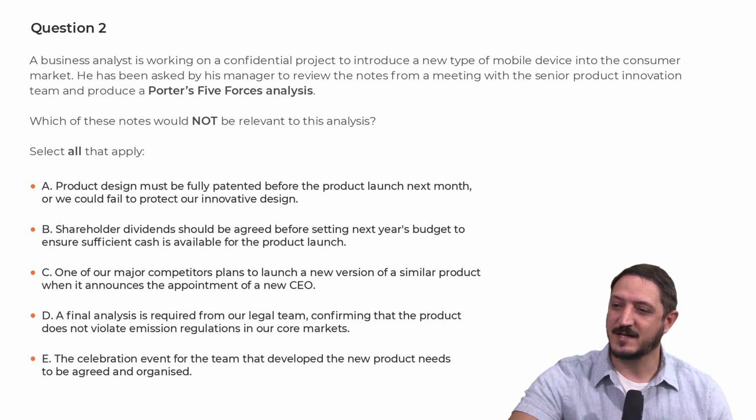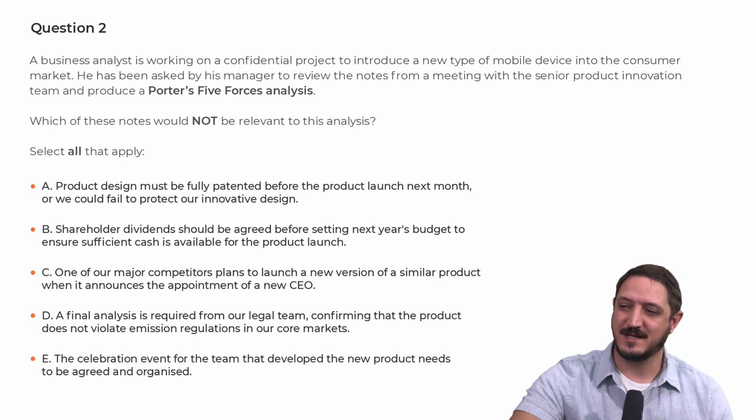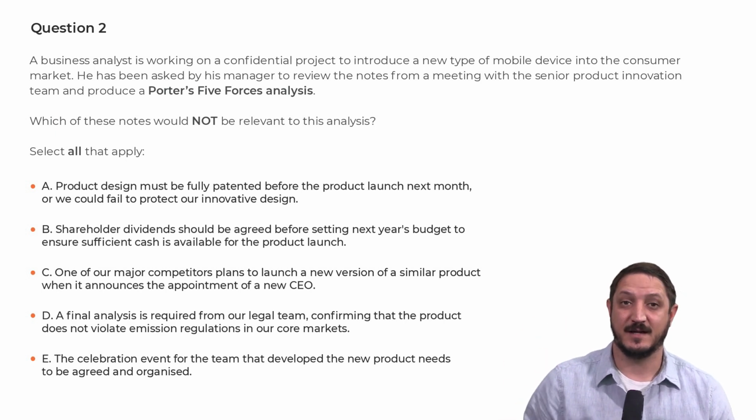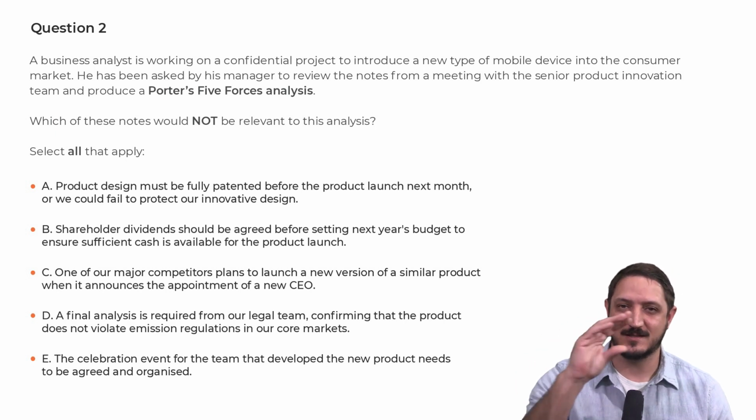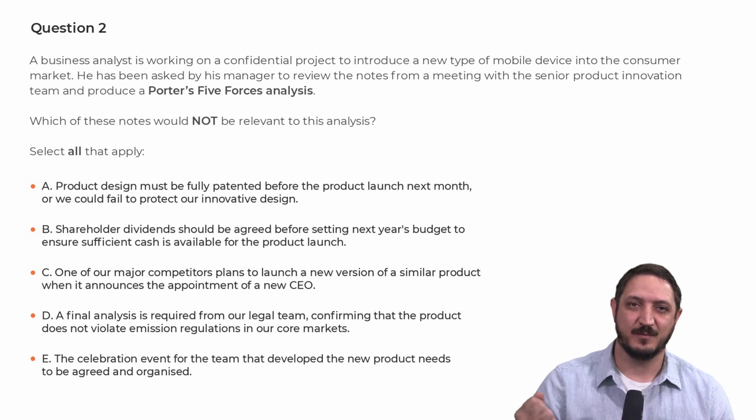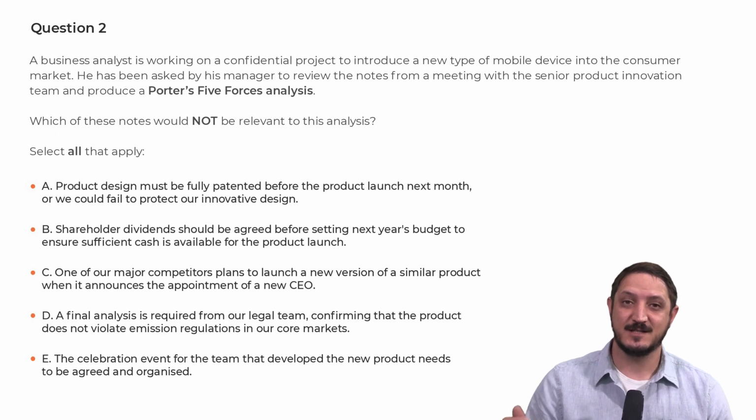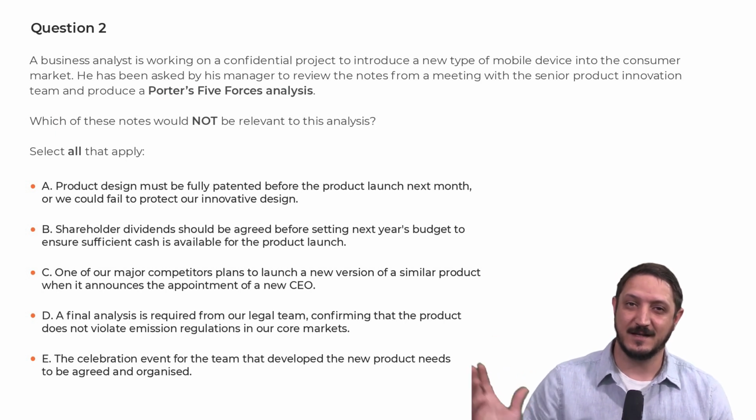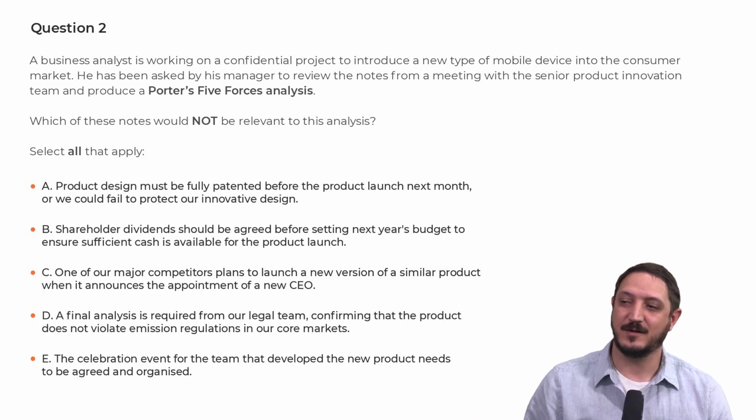Now, what they are asking us for here is which of these notes will not be relevant to this analysis. What we can see is that they often use this technique where they take valid statements from valid analysis techniques, then add analysis from other techniques and jumble them up. You need to identify which of the statements, notes, or information elicited from the stakeholders during your business analysis assignment is tied to the technique that it's testing you on here.